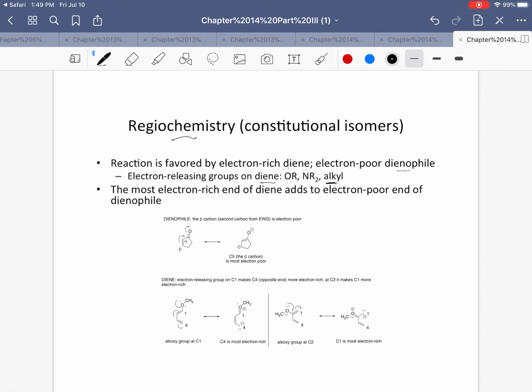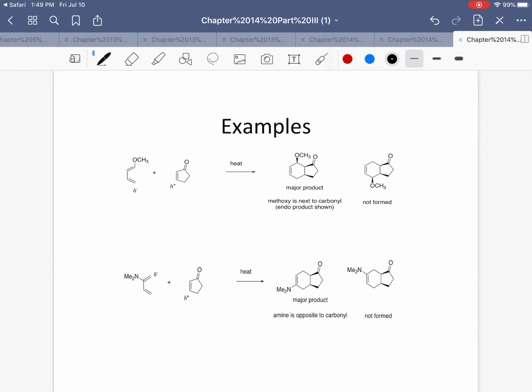On the diene, it depends where the substituent is. If you have a substituent at 1, you can draw a resonance form that puts a negative charge on 4. If your substituent's on 2, then the negative charge is on 1. So for a 1 substituted diene, carbon 4 is more rich. For 2 substituted, carbon 1 is. So that's going to determine which way they add.